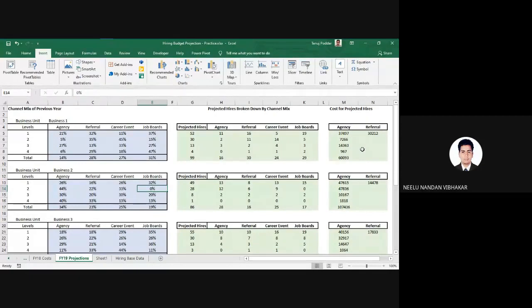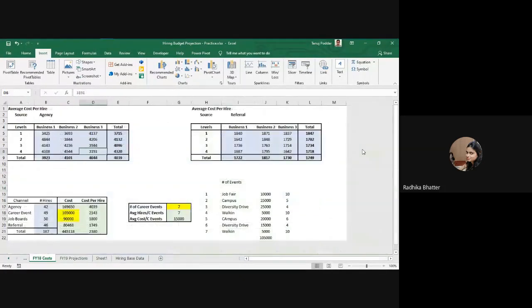Okay, sir. Thank you so much. Yeah. So I have a doubt. Sir, when we are calculating the cost for projected hires for agency or, per se, referrals, why are we not multiplying the number of people that we are hiring through agencies by the cost per hire which we calculated in the previous sheet? Why are we not multiplying these two?